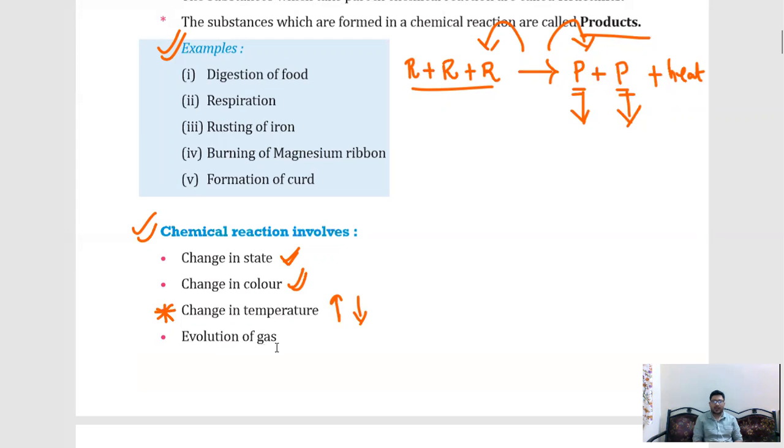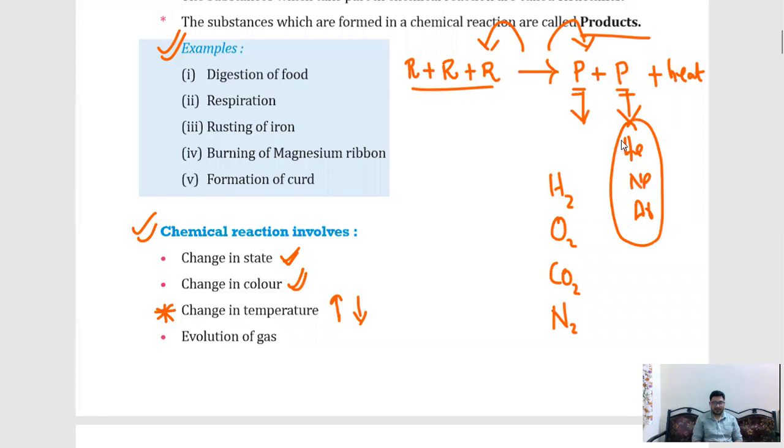Evolution of gas. While the reaction is taking place, sometimes you can get a few gases as products: hydrogen gas, oxygen gas, carbon dioxide gas, nitrogen gas, etc., but not helium, neon, argon, because these are inert gases.